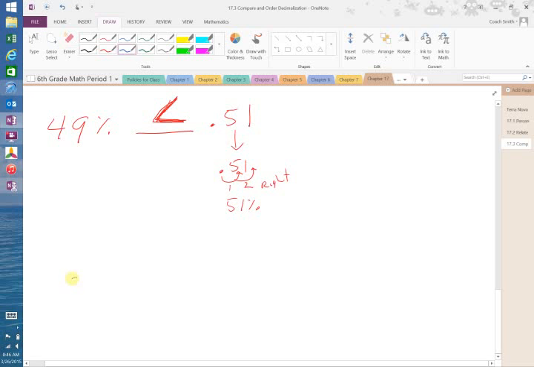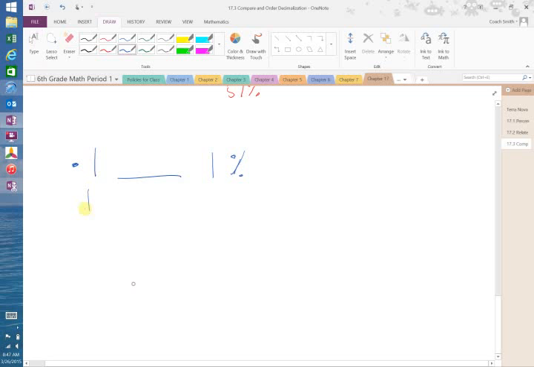Which one of these is larger? 0.1 or 1%? Maya? 0.1. Why is 0.1 larger than 1%? Yeah. You change 0.1 to a percent once, twice, be 10%. So 10% compared to 1%, we put the greater than sign in the blank. Okay?